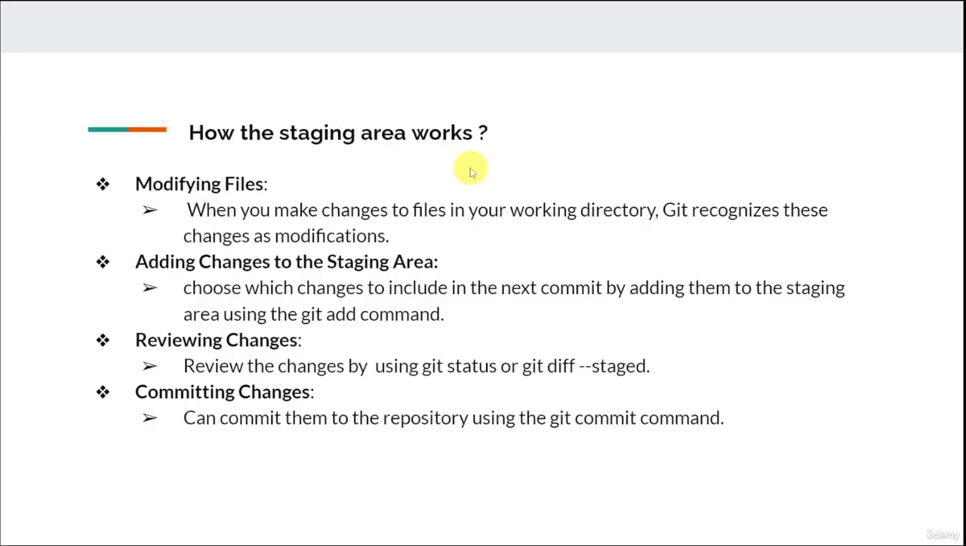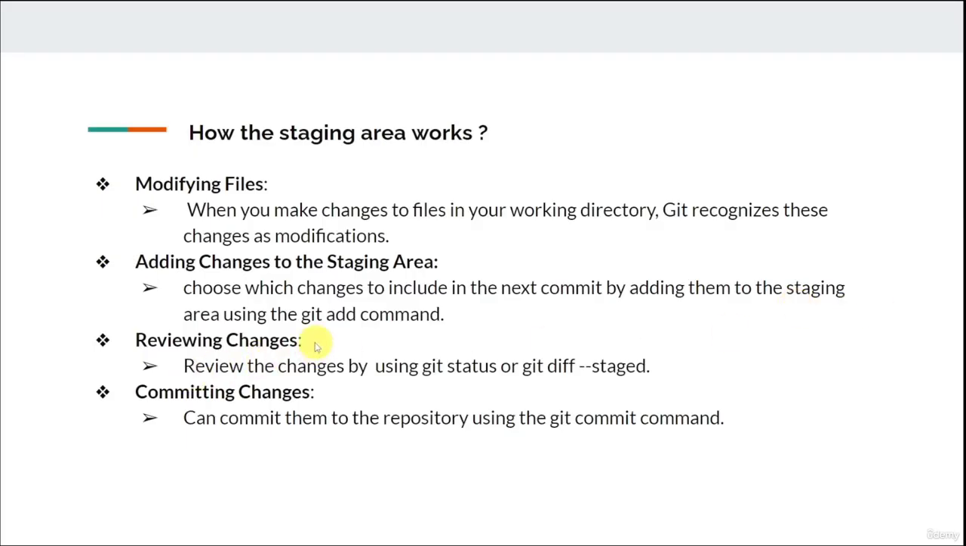Okay. How does the staging area work? First, modifying files, adding changes to the staging area, reviewing changes, committing changes. That means we did some changes in our local working directory. When we make changes to files in a working directory, Git recognizes these changes as modifications. When we start to use Git, I will show all these details. Then adding changes to the staging area: choose which changes to include in the next commit by adding them to the staging area.